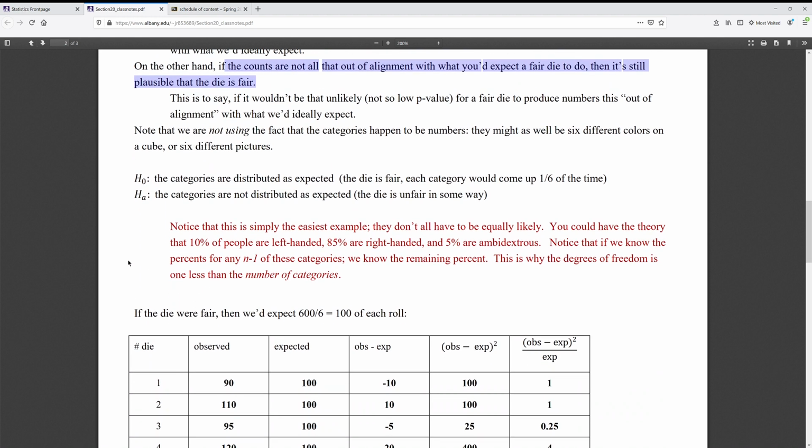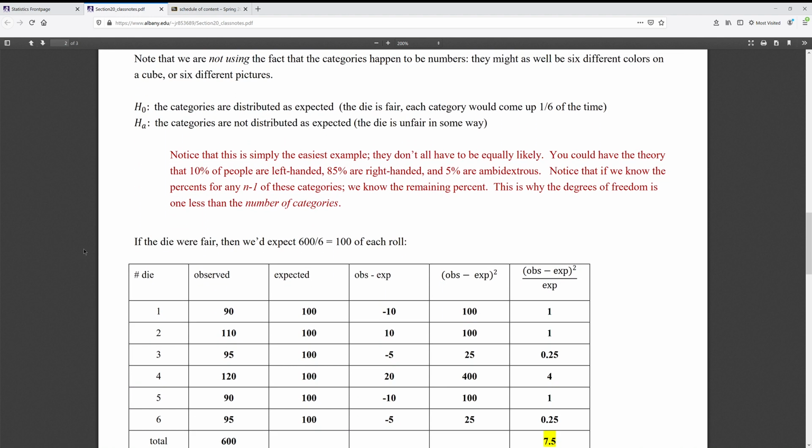So in the goodness of fit hypothesis test, H0 is always that the categories are distributed as expected. In this case, fair die, 1/6 each. Now again, it doesn't necessarily have to be the same proportion each. You could do 10% of people are left-handed, 90% of people are right-handed. We'll do some other examples later, and there's a nice selection in the practice problems. But let's start with the simple example of each category coming up the same amount of time in the long run. Fair die, 1/6 each.